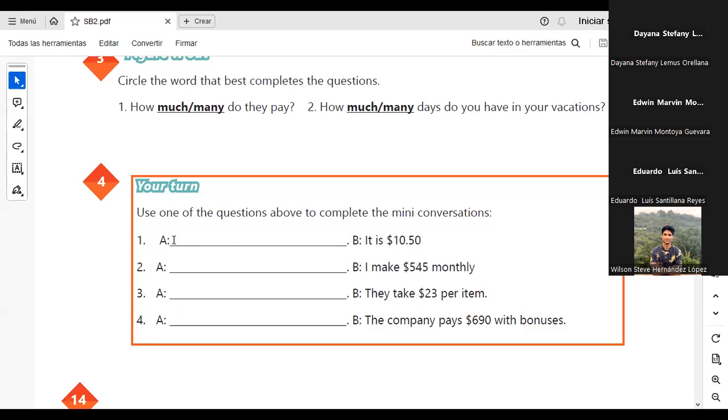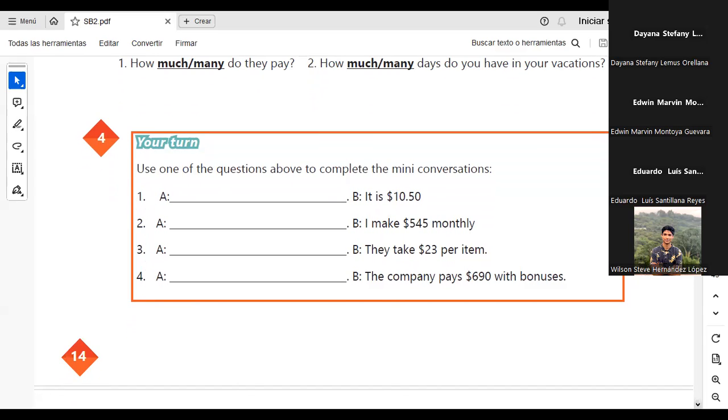Okay, what is the question in the number one? What is the question in the number two? What is the question in the number three? What is the question in the number four? Okay, do it. The page is the number 14.